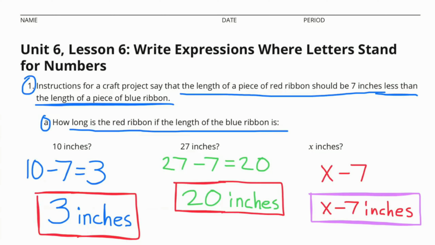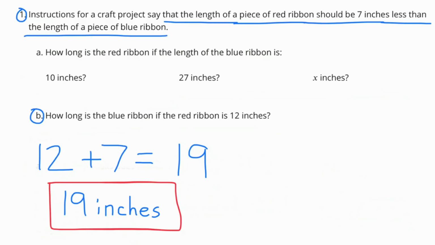How long is the red ribbon if the length of the blue ribbon is x inches? X minus 7 is x minus 7 inches. B. How long is the blue ribbon if the red ribbon is 12 inches? If the red ribbon is 12 inches, the blue ribbon would be 7 inches longer. So 12 plus 7 equals 19. 19 inches.